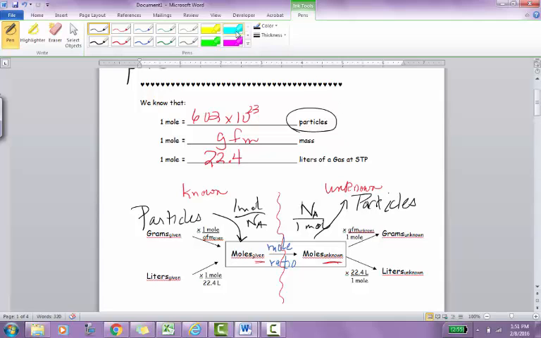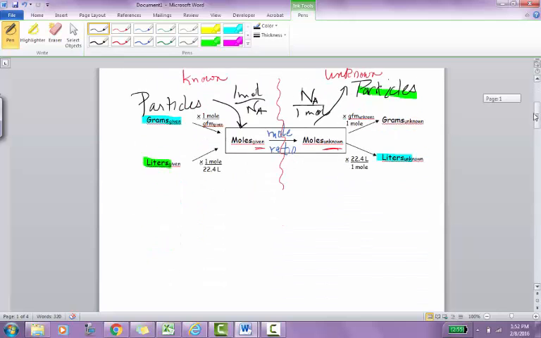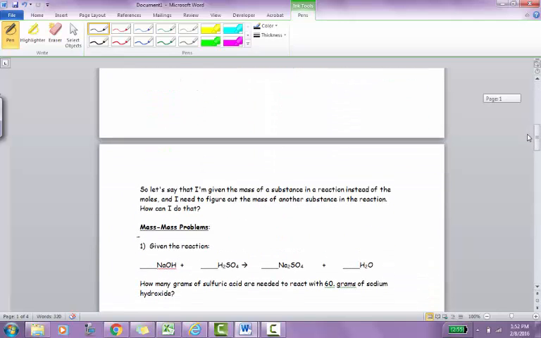Last thing to note is that just because you start with grams of something doesn't mean you have to end with grams of something. You could end with volume, or you could start with liters and you could end up with particles. So you don't have to begin and end with the same type of quantity. You don't have to start with grams and end with grams. And this overall diagram can give you a sense of what kind of roadmap to follow. In the beginning, you might find it quite helpful.